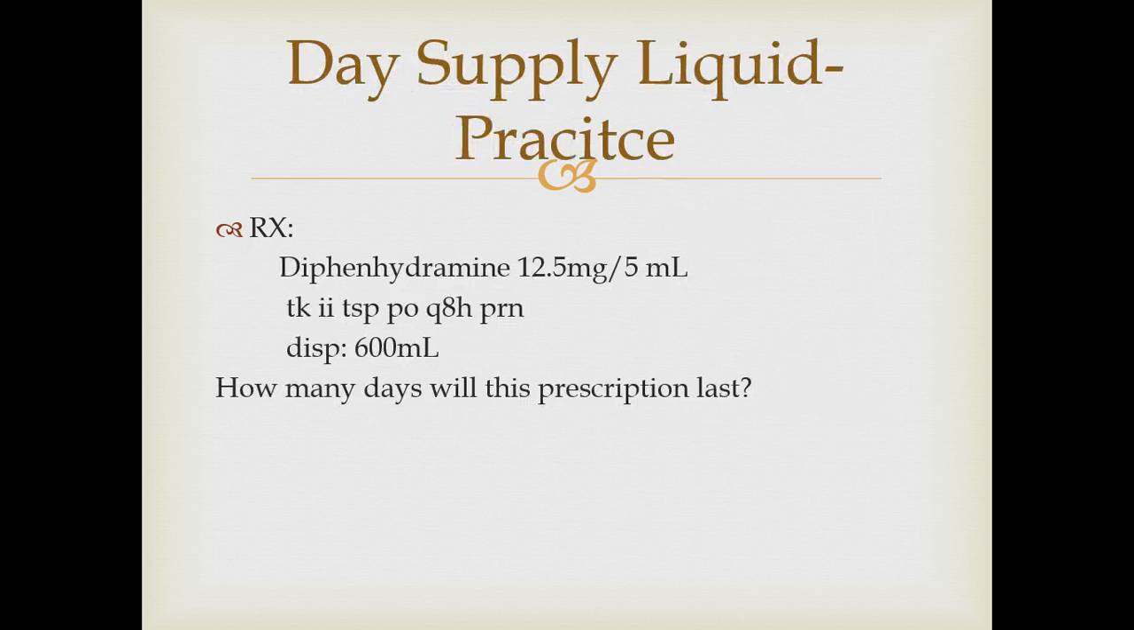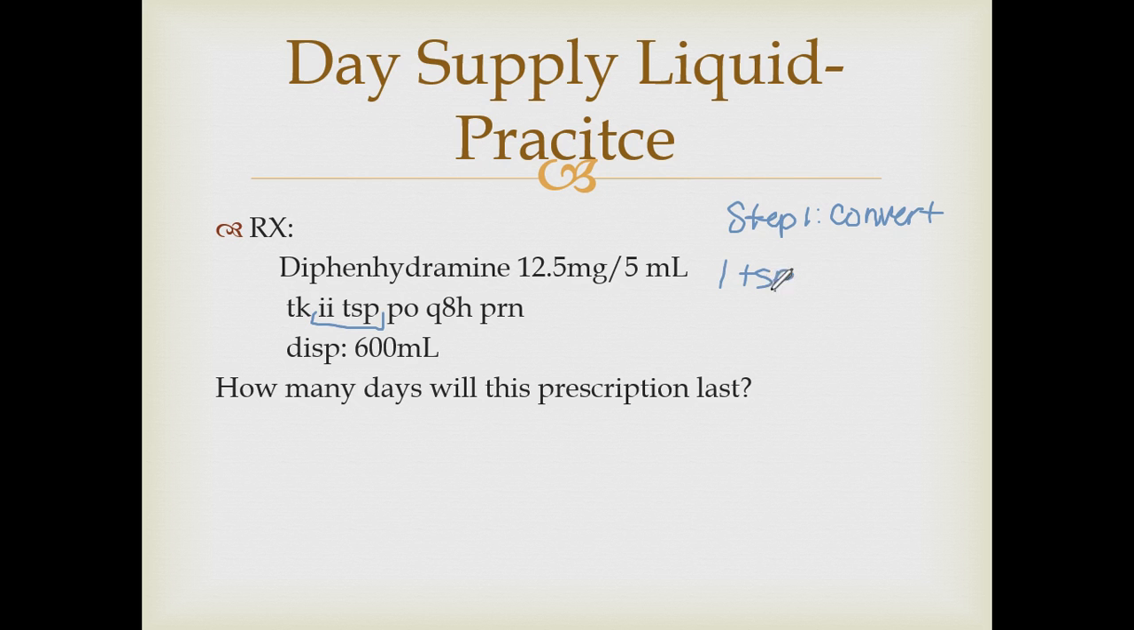Let's take a look at day supply when it comes to liquids. I have diphenhydramine 12.5 milligrams per 5 mL. Take 2 teaspoons by mouth every 8 hours as needed. Dispense 600 mLs. So again, just like when we figure out our quantity dispensed, it's always going to be in mL. So here I have teaspoons. So I'm going to divide this into 2 steps. So step 1, I'm going to convert my teaspoons to mLs.